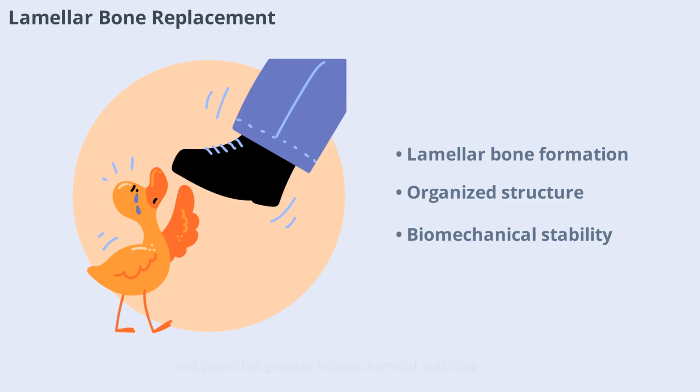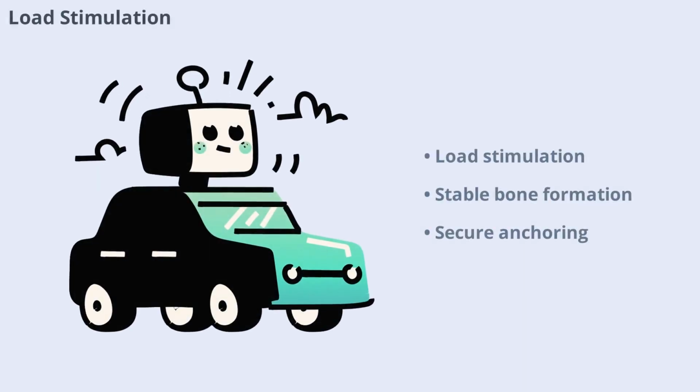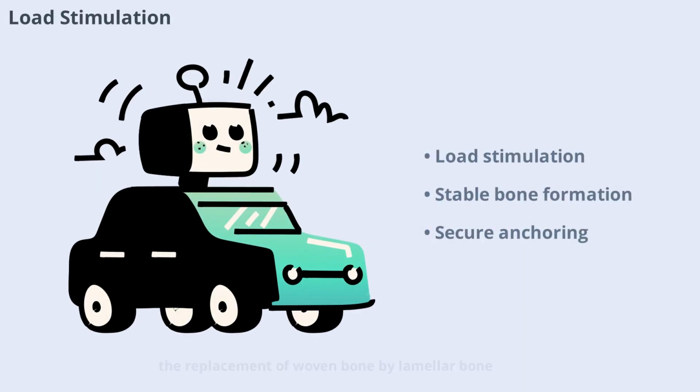Lamellar bone is more organized and provides greater biomechanical stability. This replacement process continues until the bone is stable, usually after about 1.5 years. The transition from woven to lamellar bone is essential for the long-term success of the implant. Load stimulation plays a crucial role in this replacement. Controlled functional loading encourages the formation of stable, organized bone tissue around the implant. This process ensures that the implant can withstand functional forces and remain securely anchored within the bone.